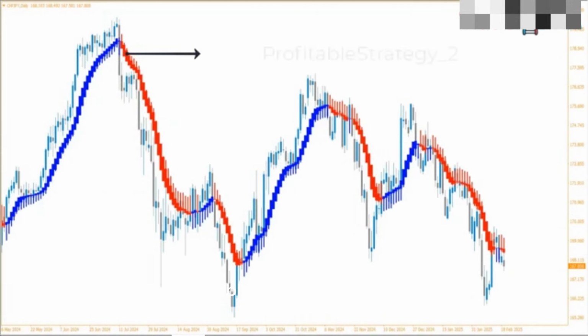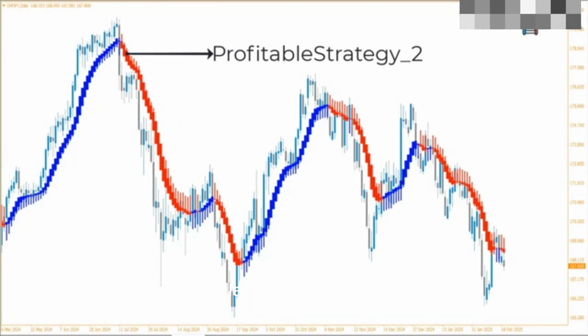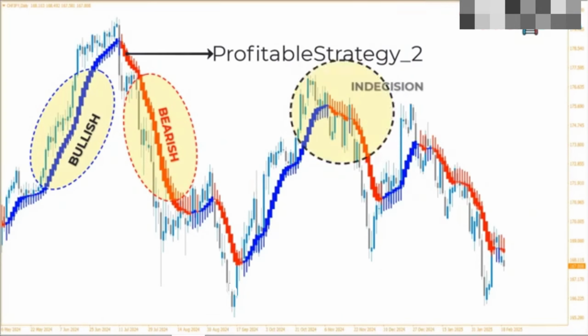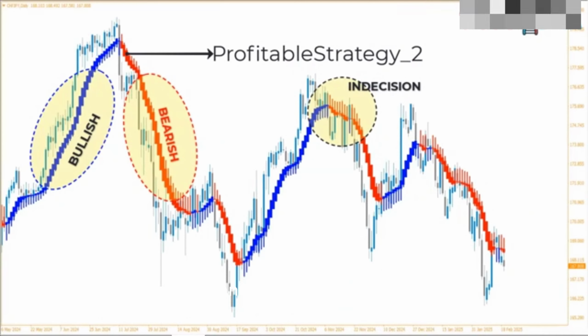Profitable Strategy Indicator 2 shares similarities with the well-known Smooth Heiken Ashi, but with the right settings, this indicator becomes an incredibly powerful weapon for both forex and stock trading. Now take a look at this example. Notice how effortlessly it reveals the trend, whether the market is in a strong bullish move, a clear bearish phase, or stuck in indecision.